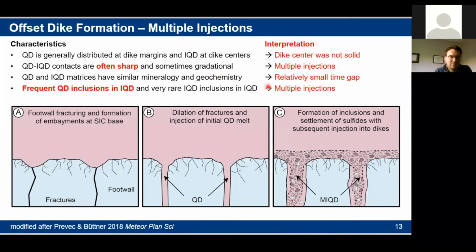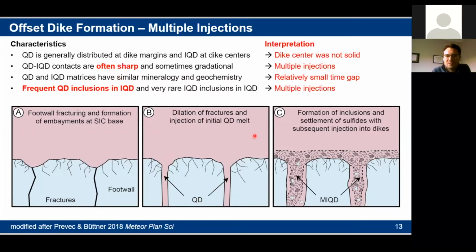So based on these characteristics, some of the researchers and geologists here in Sudbury believe that the offset dikes form as multiple injections. And the way that works looks like this. We have an early sulfide-free and inclusion-free melt sheet, which then gets injected into the country rocks, forming this inclusion-poor quartz diorite. And then shortly after that, we have the formation of sulfides and of inclusions at the base. And these then get injected into the dikes again, into the center of the QD. And this would explain the often sharp contacts, which we can see, and the QD inclusions in IQD, which are quite abundant.